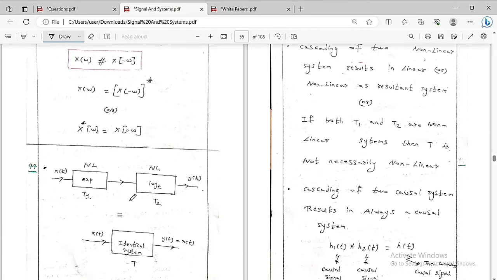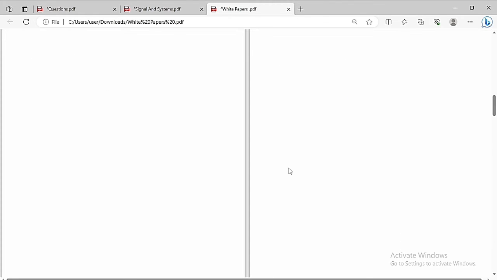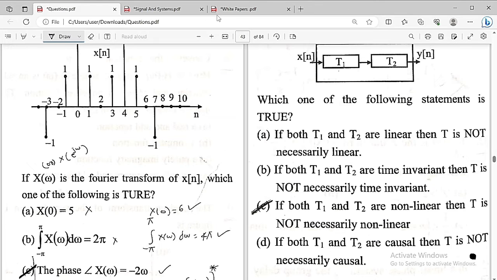So basically, what they have given is two systems, T1 and T2. The first system is here. Let me draw the picture. So this is system 1 and this is system 2, T1 and T2, and they are cascaded. The input is x of n and the output is y of n, as you can see clearly.